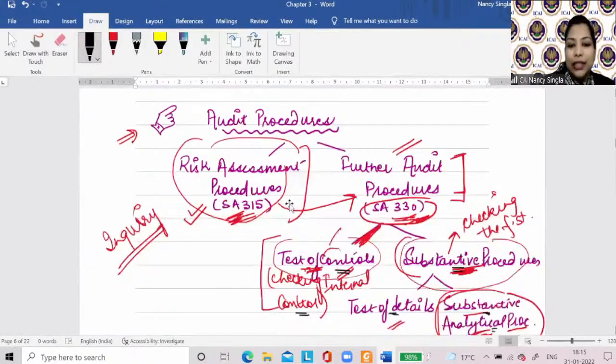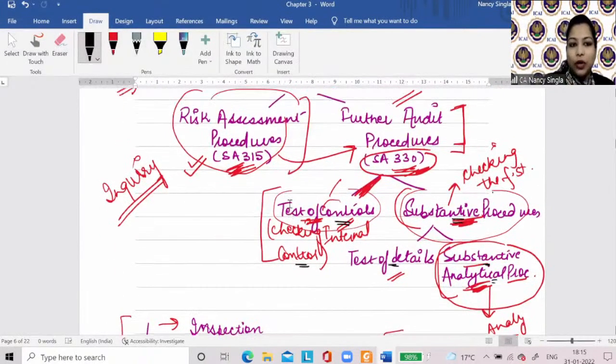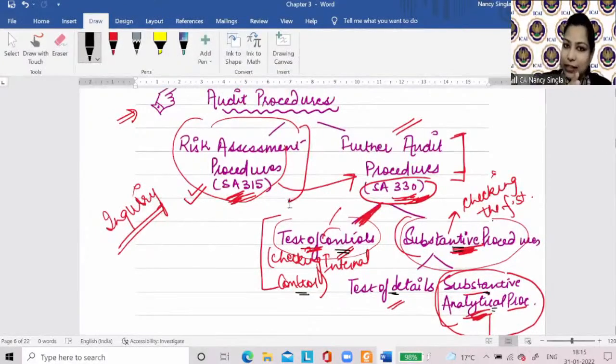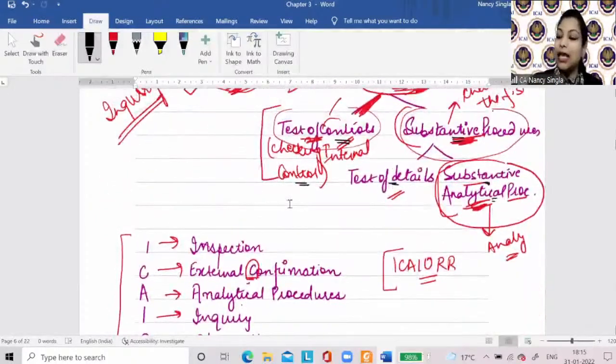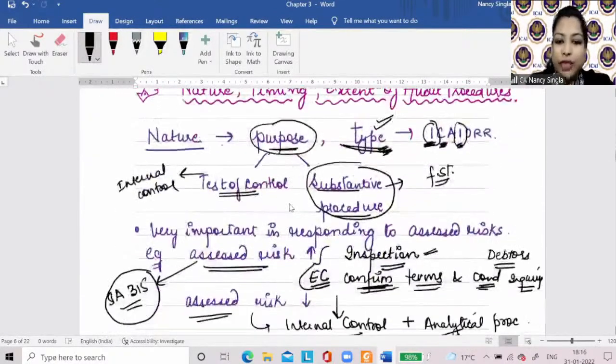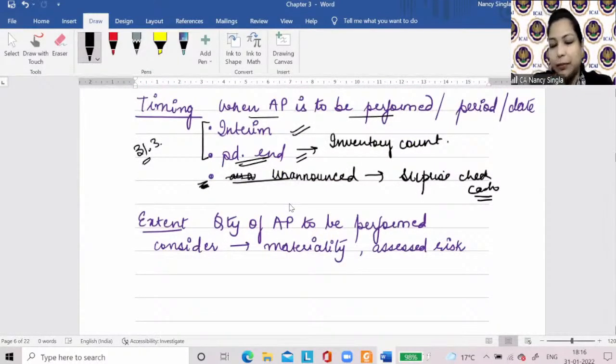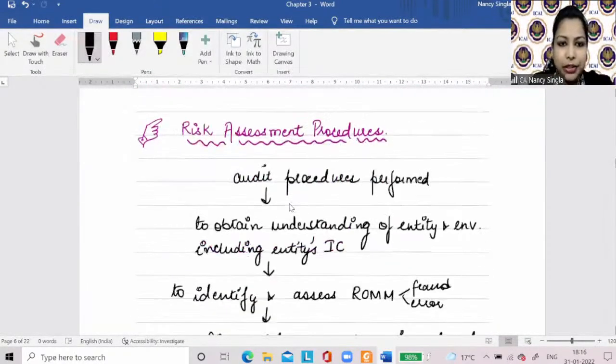Now I told you about this chart: audit procedures consist of risk assessment procedures and further audit procedures. Further audit procedures further consist of test of controls and substantive procedures. And substantive procedures are further divided as test of details and substantive analytical procedures. Today we will be having a look at this division also, as test of details is further divided into two parts. So we'll move step by step. And students, please reply as to whether NTE of audit procedures is clear or not.